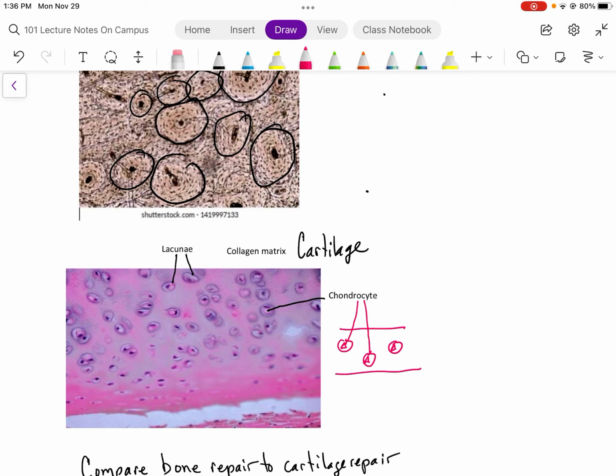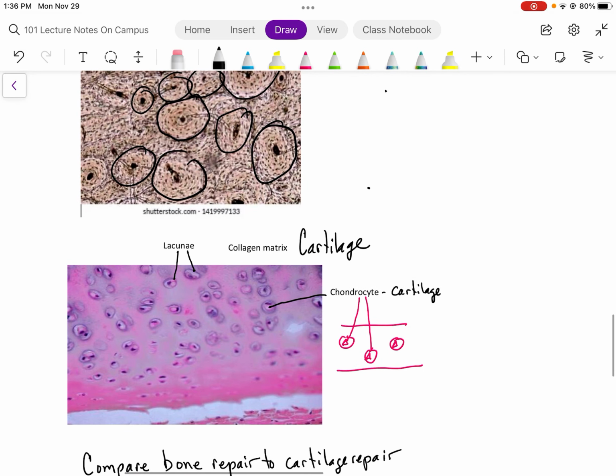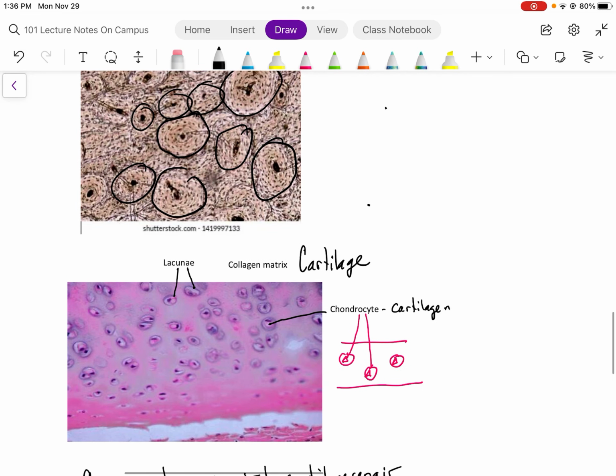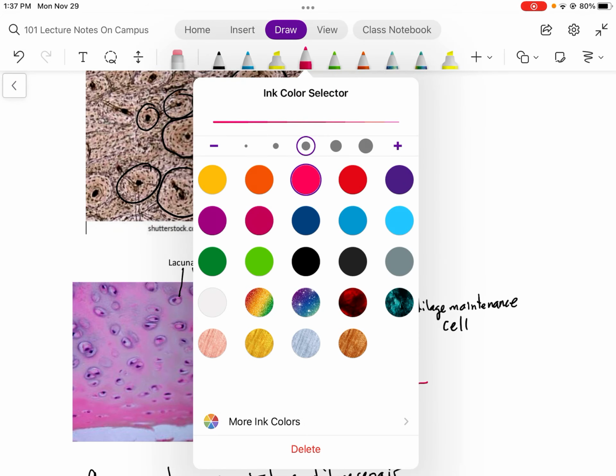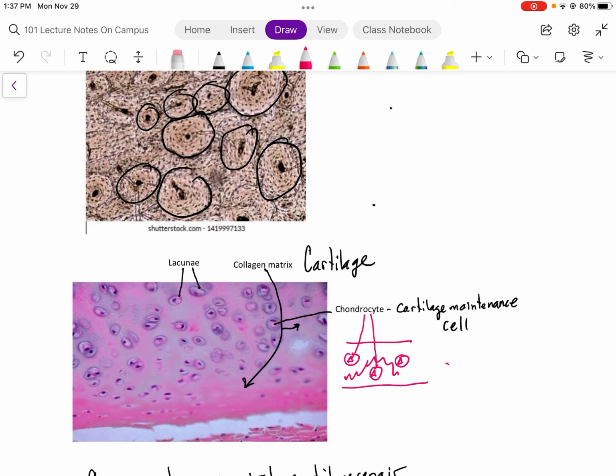So that is a cartilage maintenance cell. The rest of that material in there just becomes labeled what is called the collagen matrix, right? Which is all the space that is just in between those cells. This is all relevant, right?